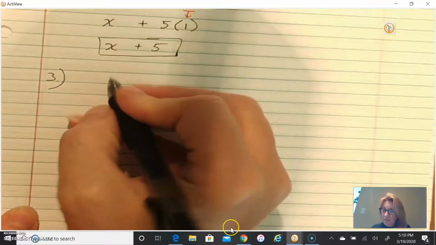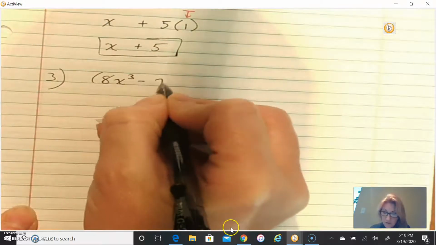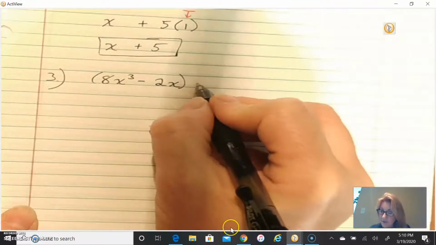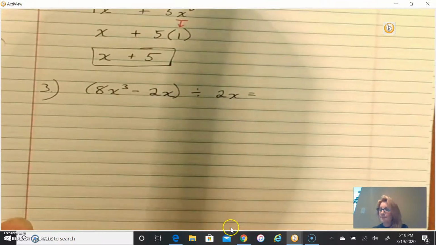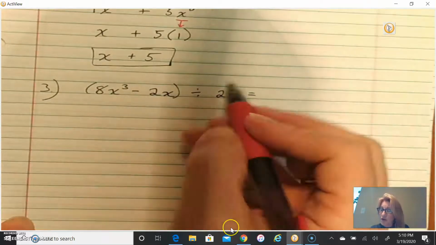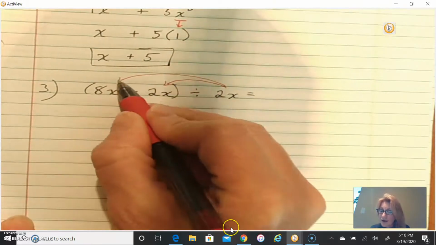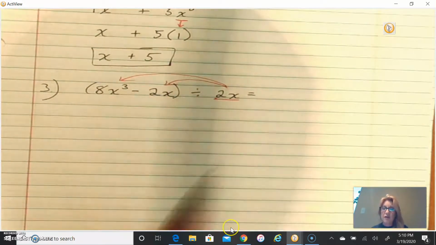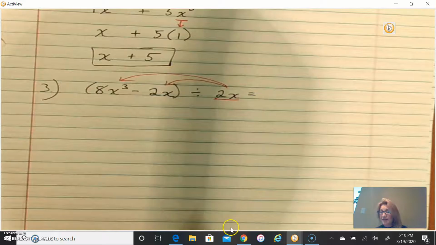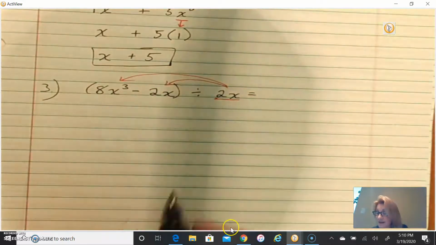Okay. Number 3. 8x cubed minus 2x, divided by 2x. Okay. Now again, we're going to apply this 2x to every term in there, exactly how you did when you multiplied. But this time we're dividing, okay? So I'm going to rewrite it.